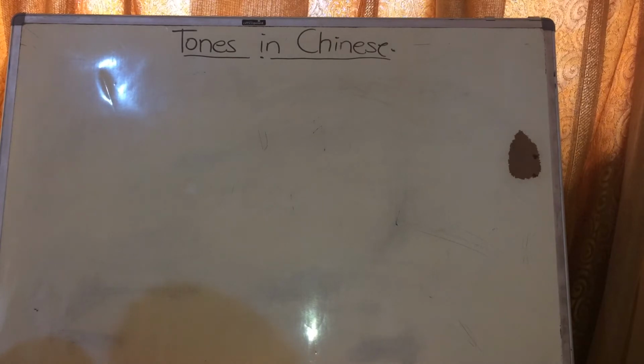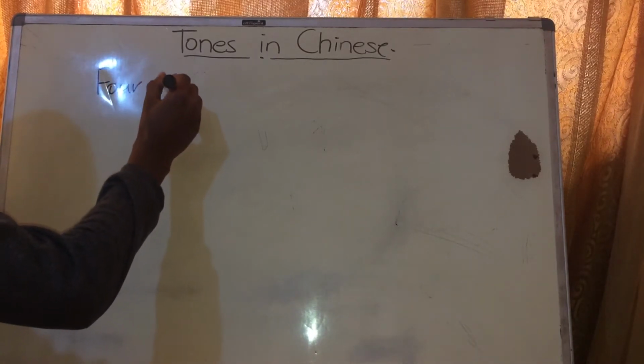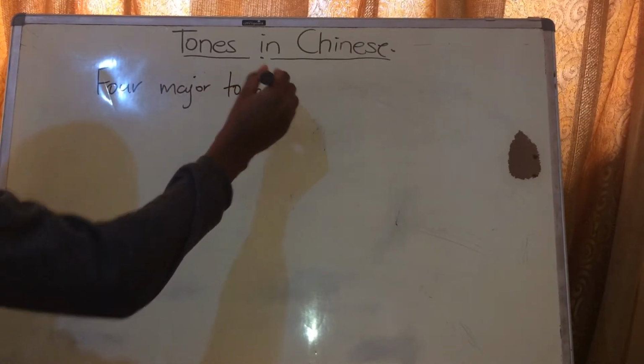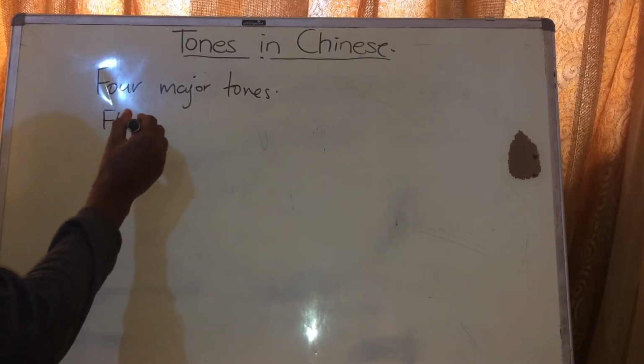My name is Teacher Brian, and today in Chinese we are going to look at the tones in Chinese. Chinese has 4 major tones, and these are known as the 4 major tones. Alright, the first one is known as the flat tone.